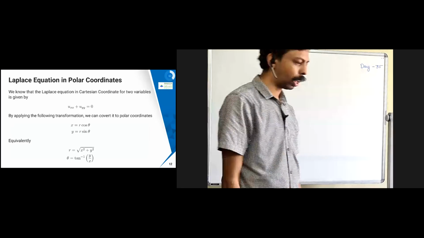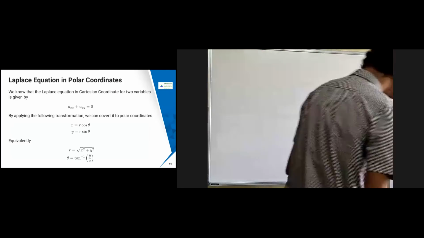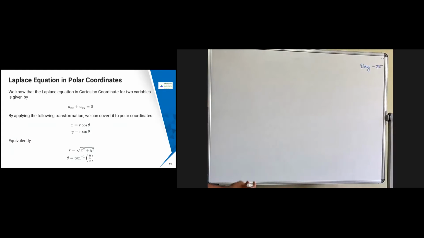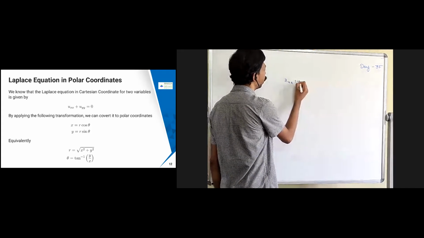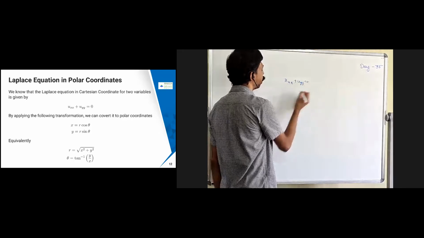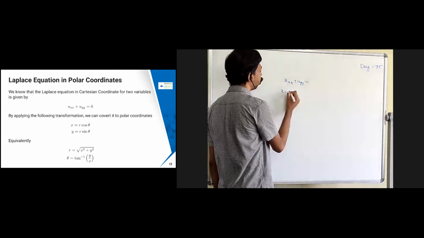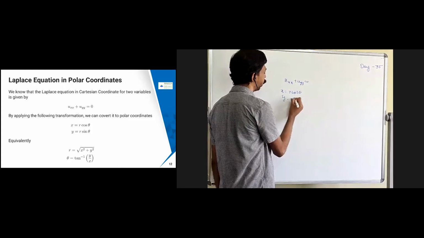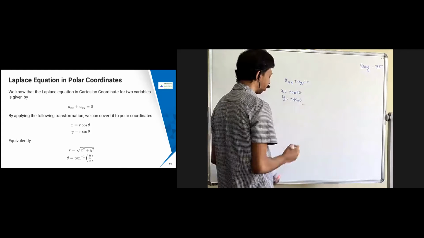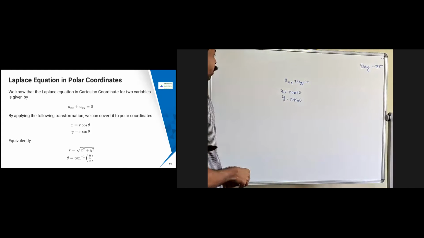Okay, so in polar coordinates, how do we transform? First we take the two-dimensional Laplace equation, u_xx plus u_yy equal to 0. Then in polar coordinates, you can just put x equal to r cos theta, y equal to r sin theta, and we are going to find the corresponding equation in polar coordinates.